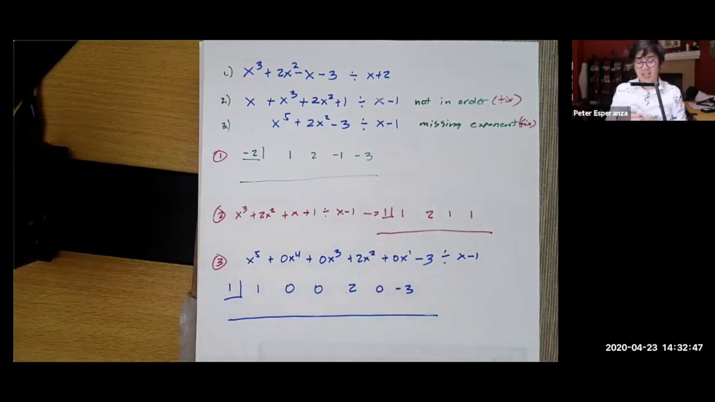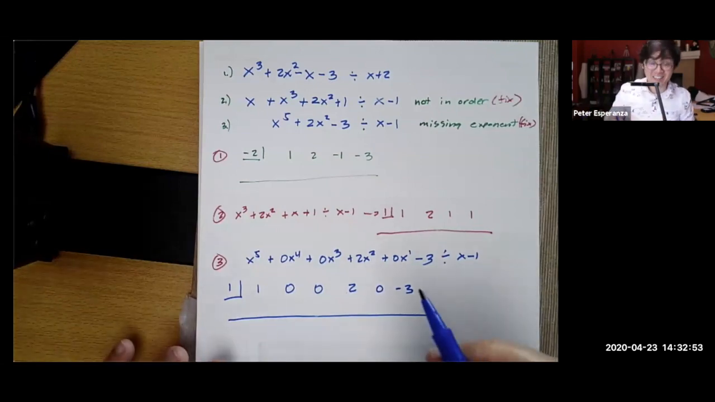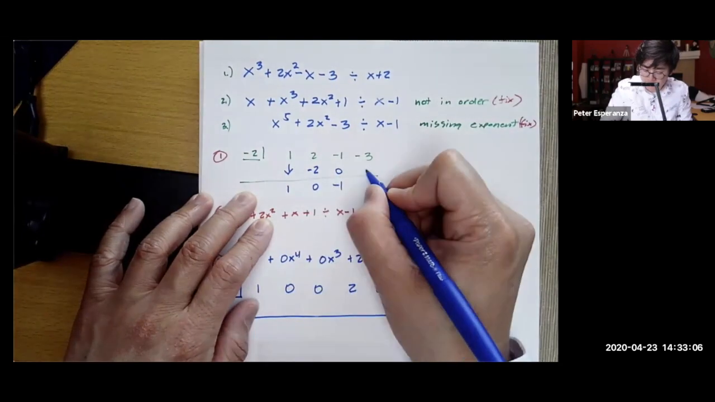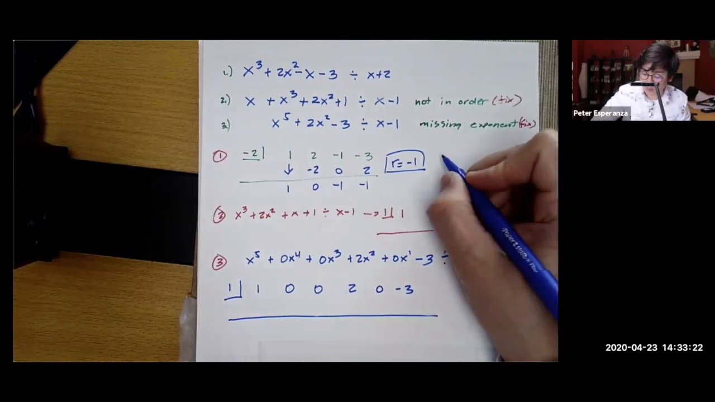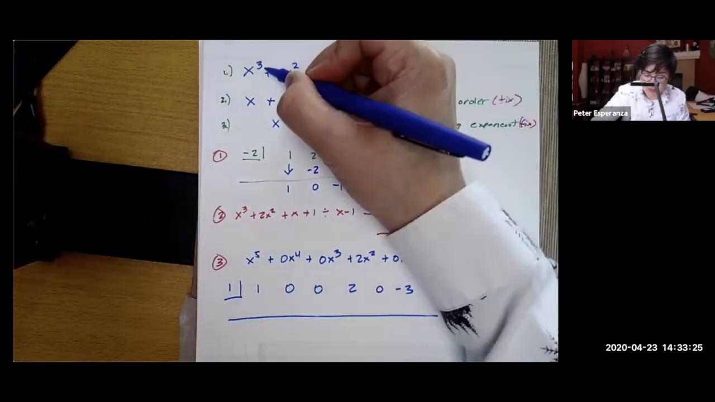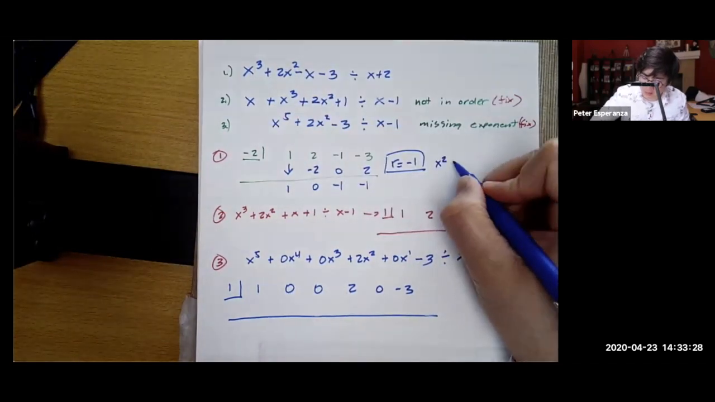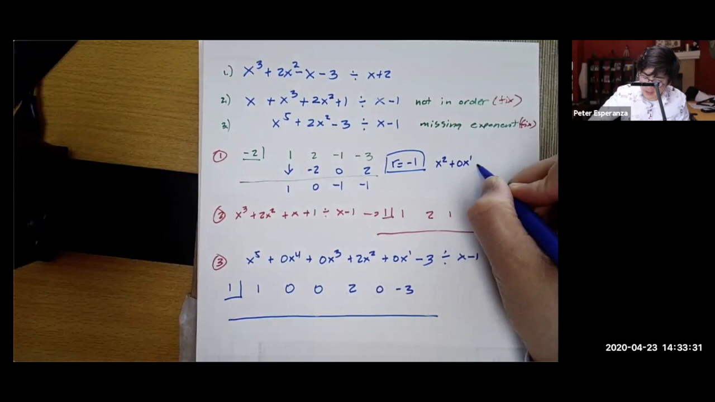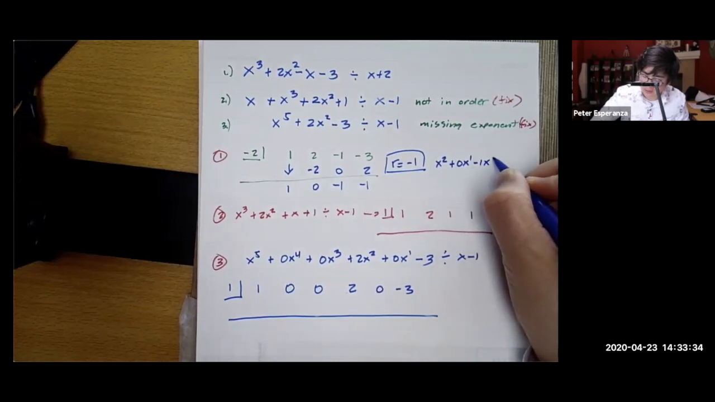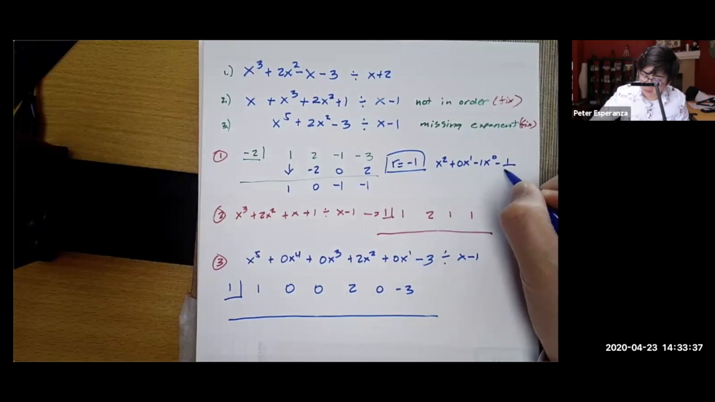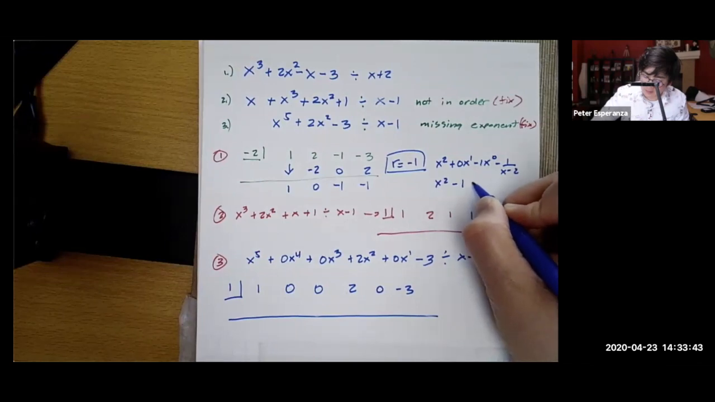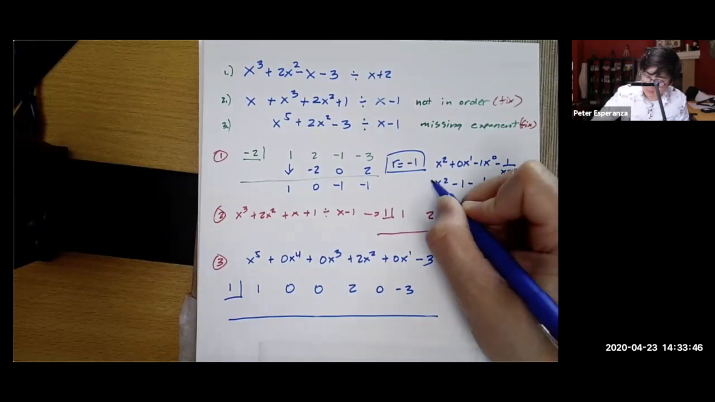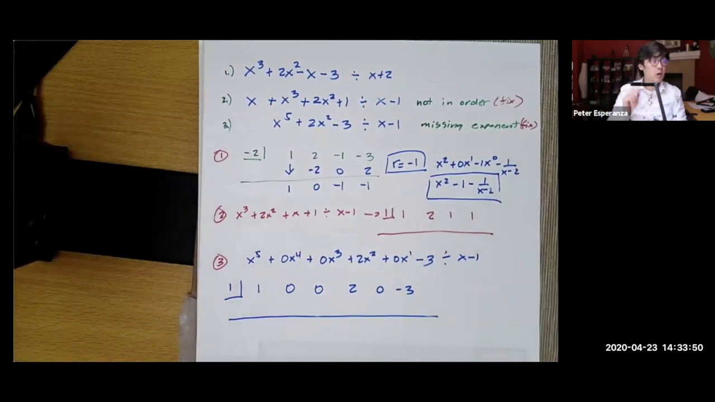Hopefully my multiplication is correct and my addition is correct. So my remainder is -1 on the first problem, and the highest exponent is 3, so it will be x squared plus 0x to the 1 minus 1x to the 0, minus 1 all over x minus 2. So it's going to be x squared minus 1, minus 1 all over x minus 2. So that's my answer for problem number 1.